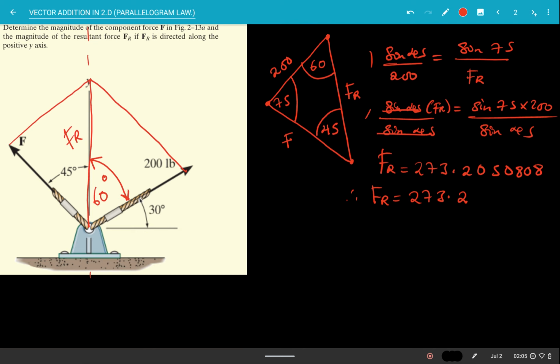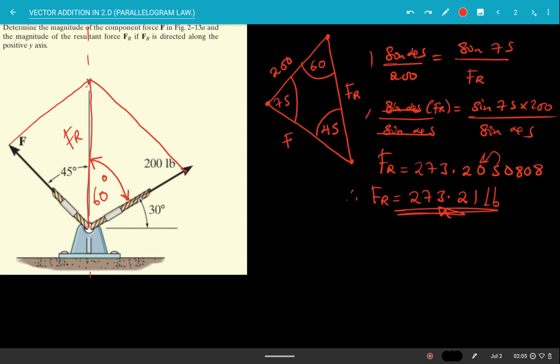Remember, if the digit is 5 or greater than 5, you add 1 to the previous number, so it will be 273.21. Now remember that one of the components is showing us the units we're supposed to use, which are pounds, LB. So we're just going to put LB. This is the magnitude of the resultant force. We have answered that portion.